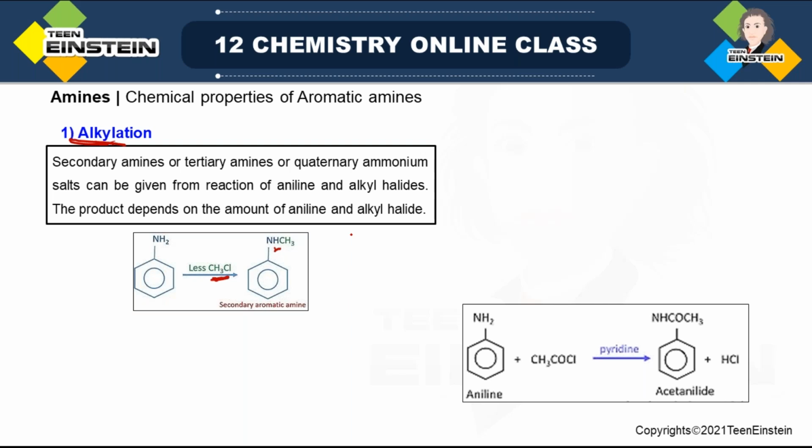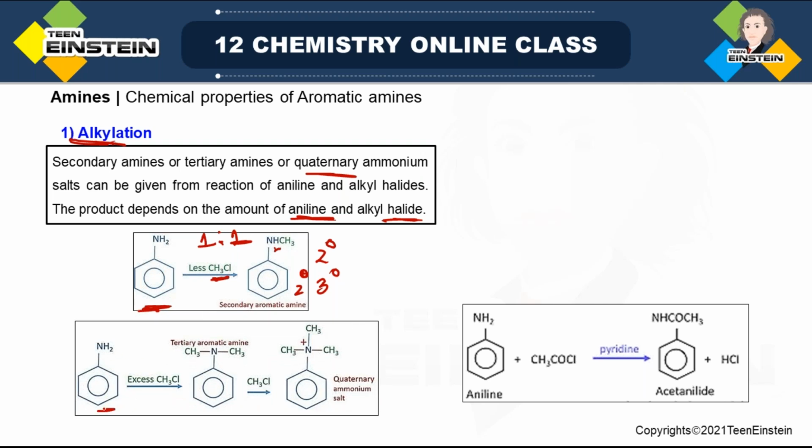Actually you have to use a 1:1 amount, because per molecule of aniline you just need one CH3Cl if you want to make a secondary aromatic amine. So whether the final product will be a secondary amine, a 3 degree amine or a quaternary amine depends on the mole ratio of aniline and alkyl halide. If you use 1:1, obviously you will end up with a 2 degree amine. But if you take a further 1 mole, it will be 3 degree.